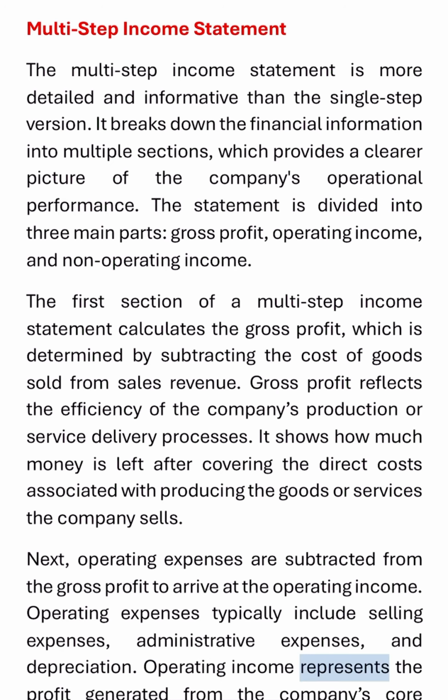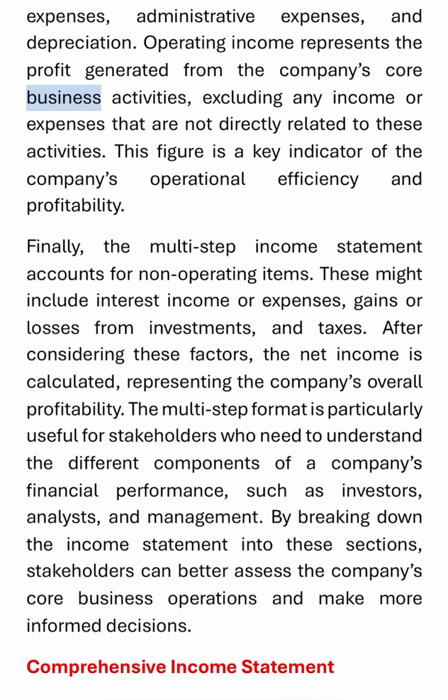Operating income represents the profit generated from the company's core business activities, excluding any income or expenses that are not directly related to these activities. This figure is a key indicator of the company's operational efficiency and profitability. Finally, the multi-step income statement accounts for non-operating items. These might include interest income or expenses, gains or losses from investments, and taxes. After considering these factors, the net income is calculated, representing the company's overall profitability.